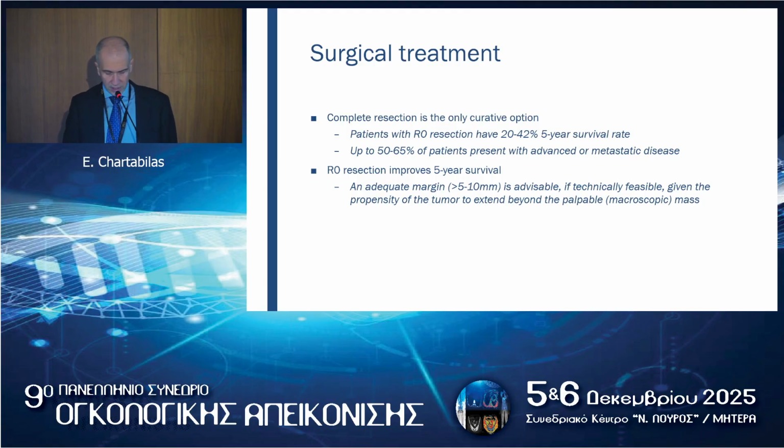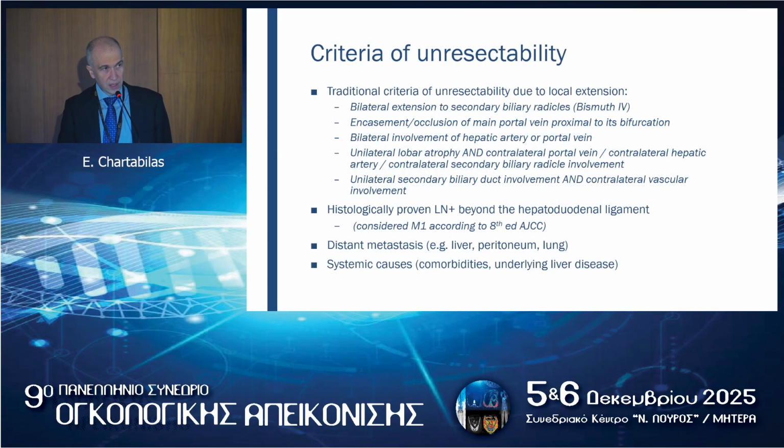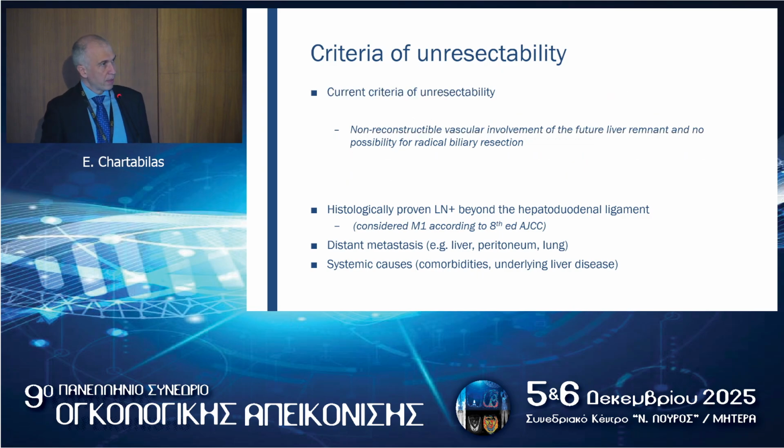beyond the macroscopic lesion. Now, the traditional criteria of unresectability are the bilateral extension to secondary biliary radicals, or occlusion of both veins, or involvement of both lobes in either way. For example, biliary tree on the left lobe, or vascular involvement of the right lobe. However, nowadays, the current criteria are more a matter of technical feasibility, meaning it's unresectable if there is non-reconstructible vascular involvement and no possibility for radical biliary section.